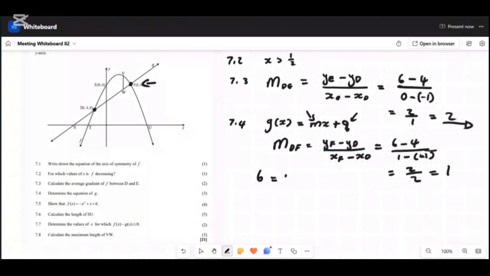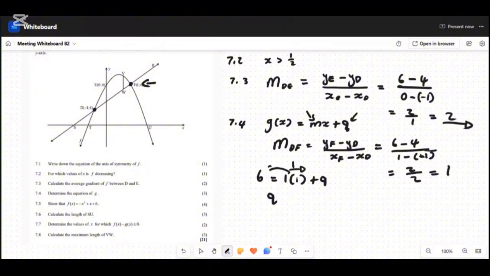6 is equal to 1 into 1 plus q, right? Which means this is actually equal to 1. Then your q is going to be 6. When I transpose 1, it's going to be negative, so it's going to be 6 minus 1. That is your q. Your q is going to be 5.